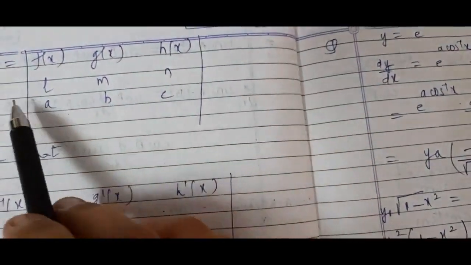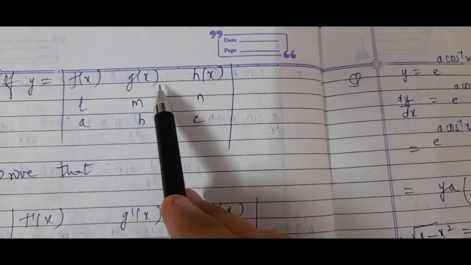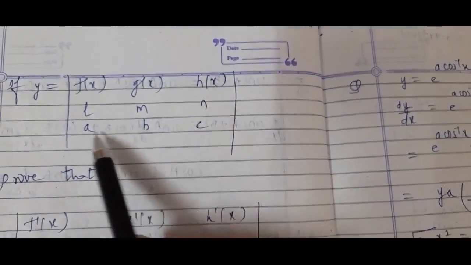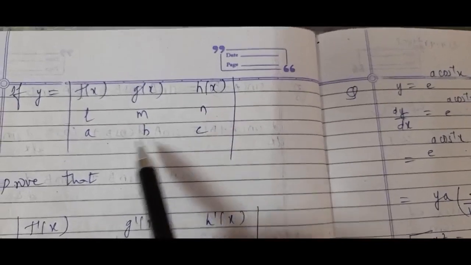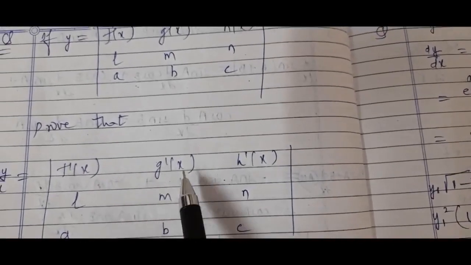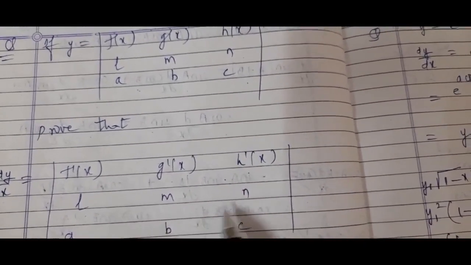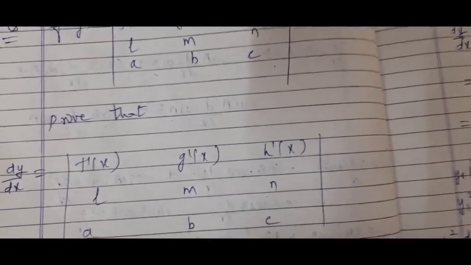Next question is, if y equal to the determinant of f(x), g(x), h(x); l, m, n; a, b, c, then prove that dy by dx equal to the determinant of f dash of x, g dash of x, h dash of x; l, m, n; a, b, c. Okay, so first we will use the determinant formula.